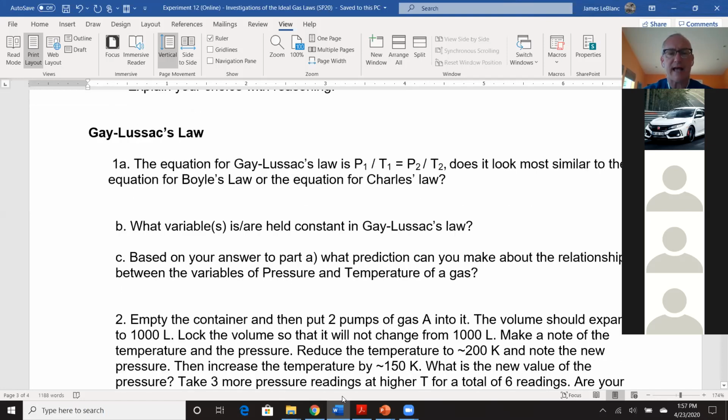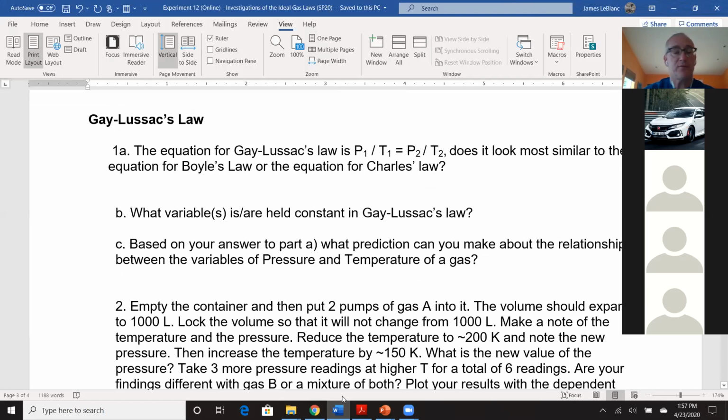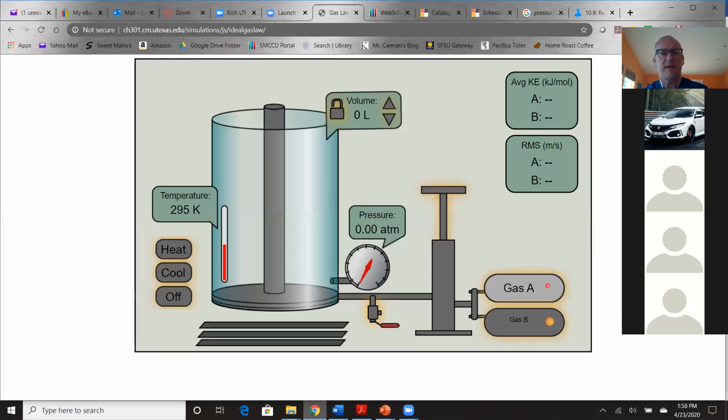So Gay-Lussac's law. Here, now we're going to look for a relationship between pressure and temperature. So this time, we're basically going to fix the volume and change the temperature and see what effect it has on the pressure, okay? I think there should be a little lock on the... There is a lock to lock the volume. Oops, mouse. Yeah, so there should be a lock here.